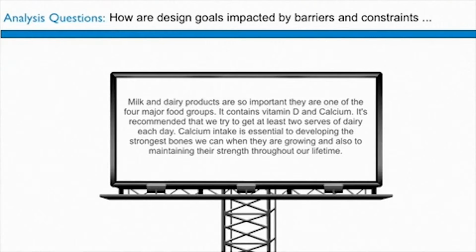So let's add some text that tries to emphasize our message. The client might say to you, this is the text that I want to present to my potential viewers. So they're going to say milk products are important because they're one of the 4 major food groups. They contain vitamin D and calcium and all this other good stuff. So what we need to be able to do is take all this information and put it into a format that's accessible.